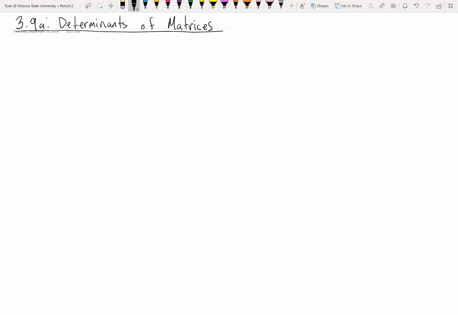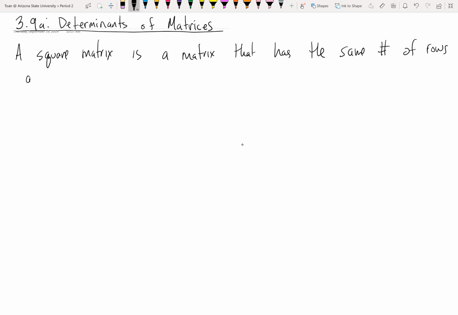So just some vocab for us. A square matrix is a matrix that has the same number of rows as columns. Right? So they're matrices of equal length and width. A 1 by 1, a 2 by 2, a 3 by 3, so on and so forth are all square matrices. Now, if your matrix is square, they inherently have a property called a determinant.